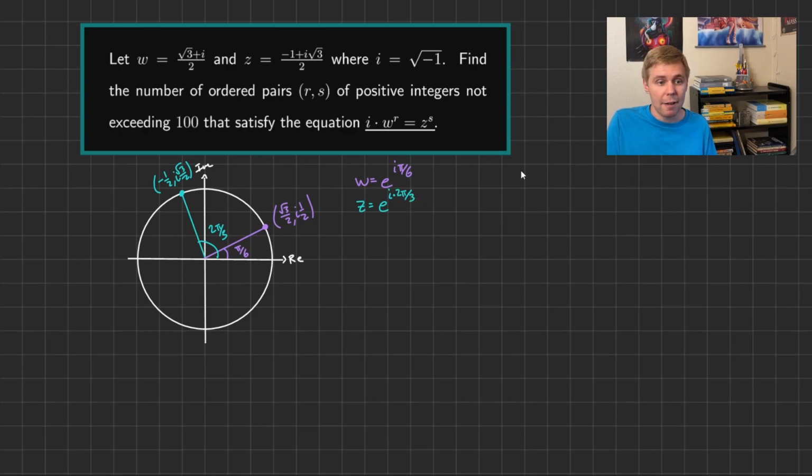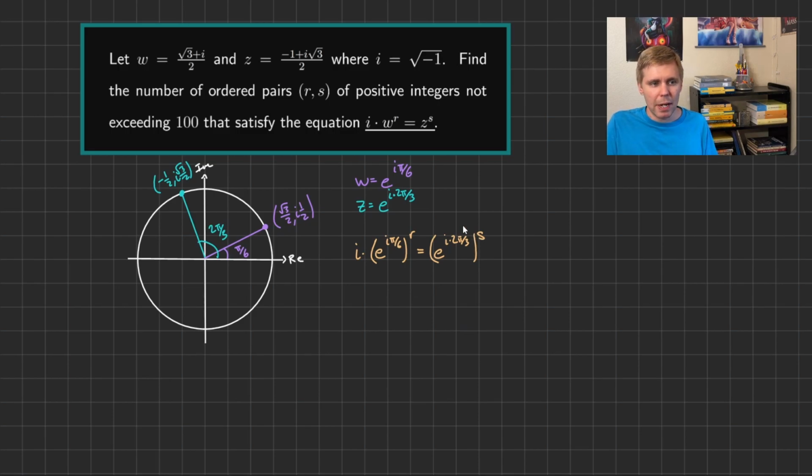Great, so now that we have that, let's go ahead and just plug these expressions into our formula so that we can get a better sense of what this is going to look like. So this is going to be i times w, which is e to the i pi over 6, to the power of r, and here r is just some integer between 1 and 100, and we want that to be equal to z, which is e to the i times 2 pi over 3, to the power of s, which again is another integer from 1 to 100.